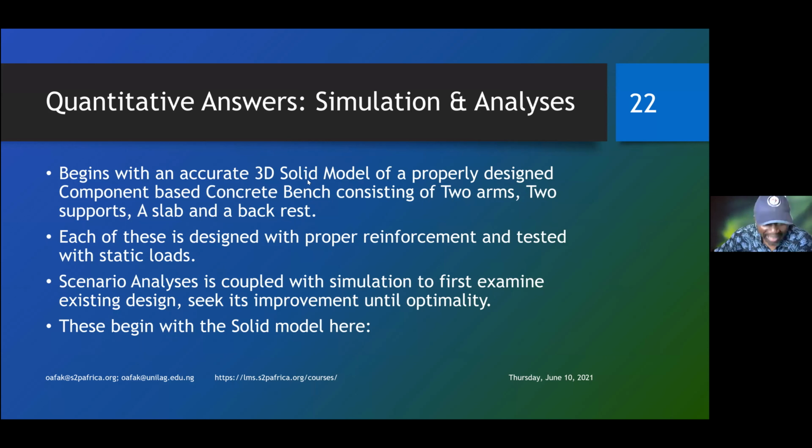So everything we are going to do, we begin with a solid model. You start with an accurate 3D solid model of a properly designed component-based concrete bench consisting of 2 arms, 2 supports, a slab, and a backrest. Each of these is designed with proper reinforcement and virtually tested with static loads. Then we do scenario analysis coupled with simulation to first examine the existing design, and seek its improvement until optimality. This begins with the solid model here.